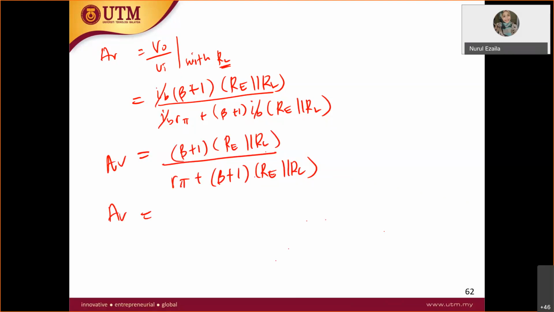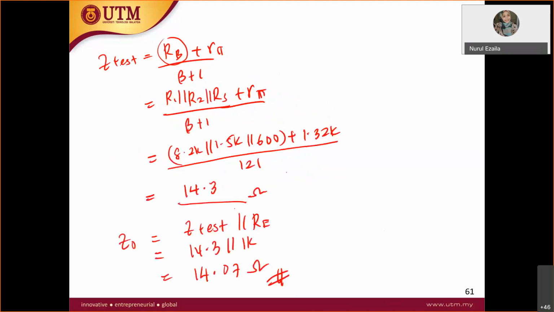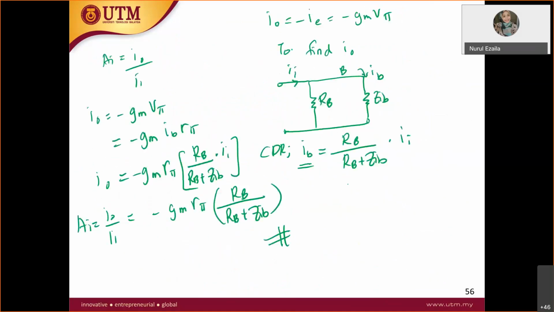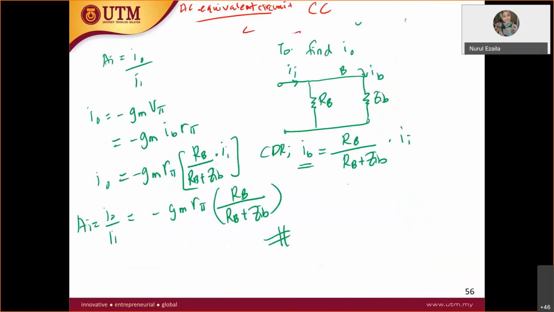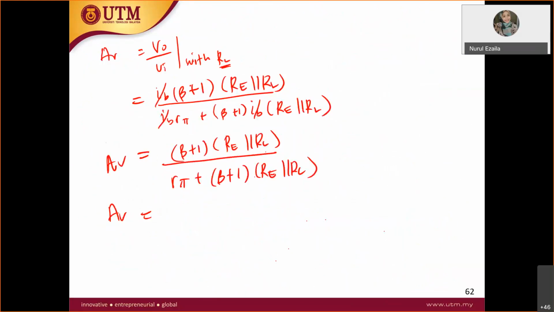If you calculate this for the common collector, the characteristic is that the AV must be approximately 1. If you get a value of your AV here not close to 1, it means that you calculated wrongly. In this case, you will get the correct answer, which is about 0.989.